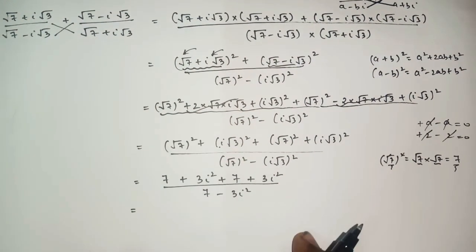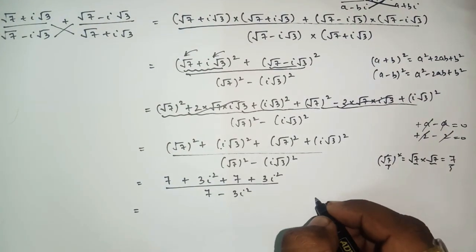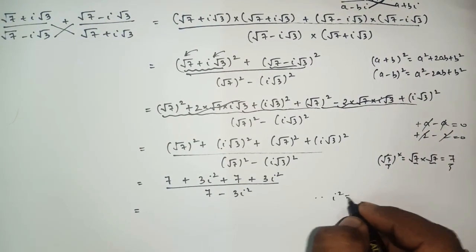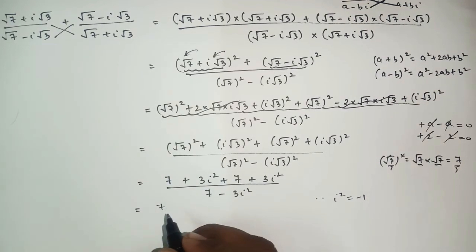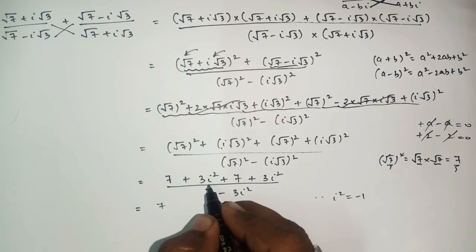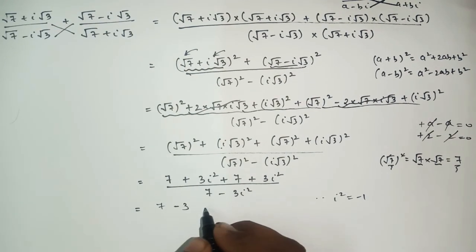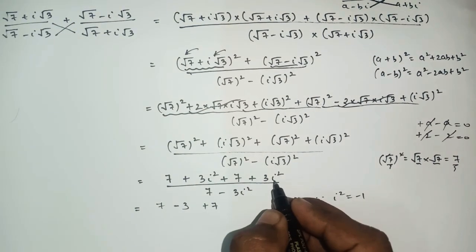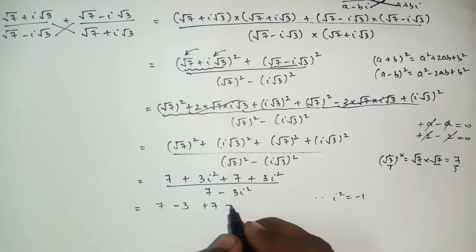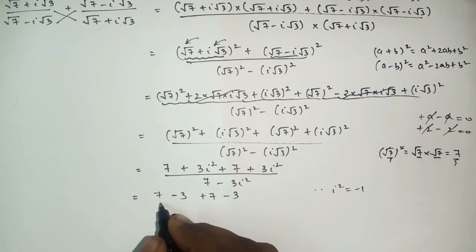So after this we all know what exactly we have to do. We have to replace the value of i square by minus 1. So this will be 7. If you replace this i square by minus 1, your plus and this minus will be what, minus. Yes or no? i square is minus 1, so this plus and minus will be minus. Okay.